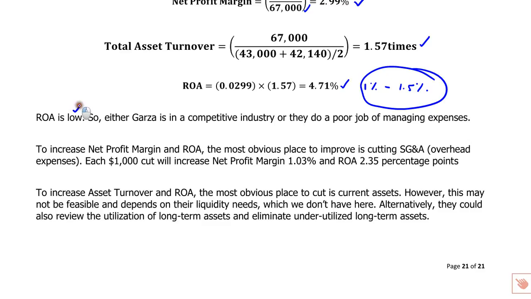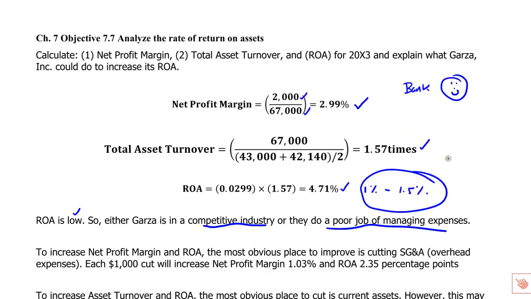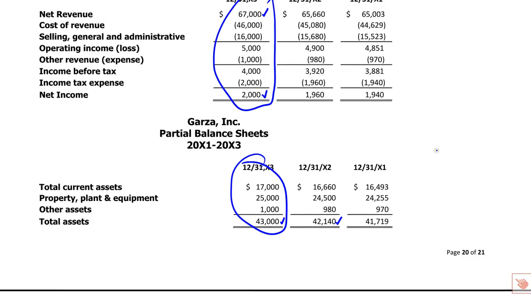So ROA is low. So right away, you don't know the industry here. We don't have it. It's not a full-blown case. Is it a competitive industry? Or do they do a poor job of managing expenses? Okay, so let's look at net profit margin.